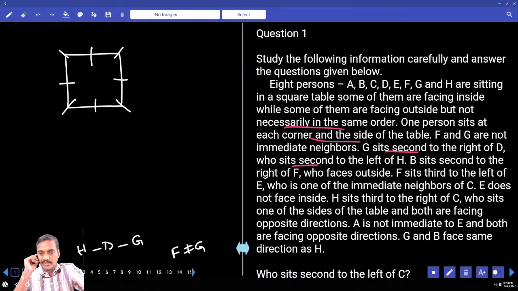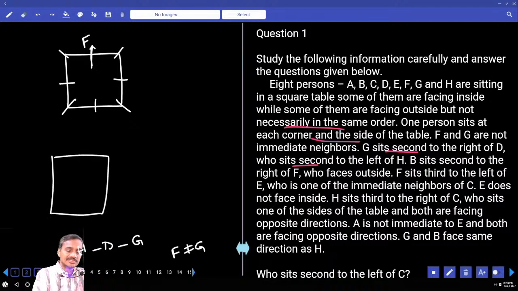And next, B sits second to the right of F, who faces outside. F is facing away from the center. Whether F is at the center or at the corner is not known. Now in the first case, let us take F away from the center at this place. And in the second case, let us take F at the corner, facing away from the center like this.